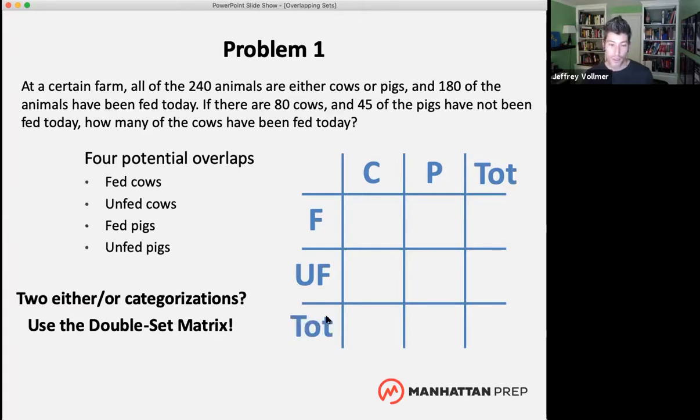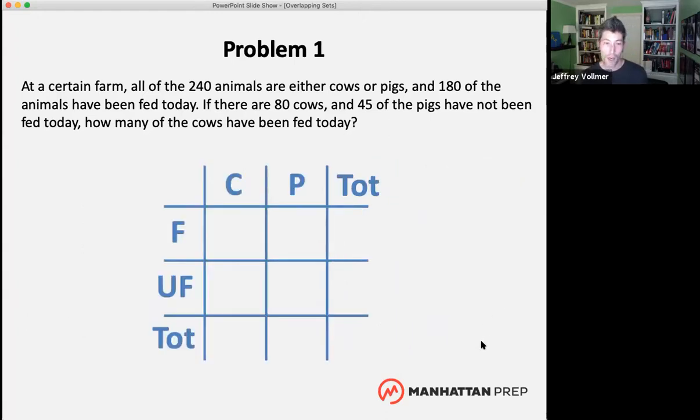Likewise, you add up top to bottom. So this box should represent all of the cows, whether they've been fed or unfed. This will represent all the animals that have not been fed. This will represent all of the pigs. And that means the bottom right box should represent all of the animals on the farm. You add up left to right, you add up top to bottom, and so the entire total goes in the bottom right.